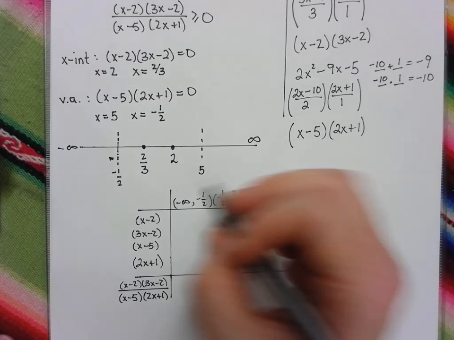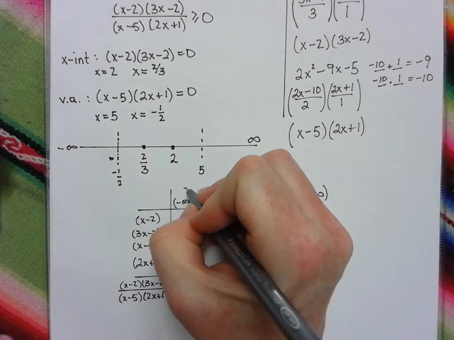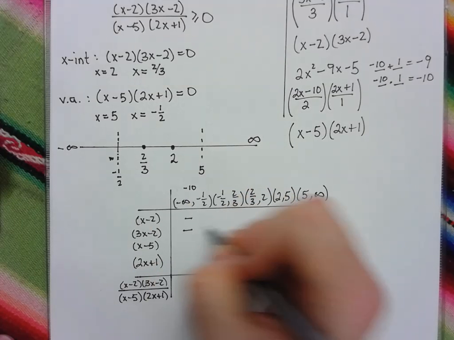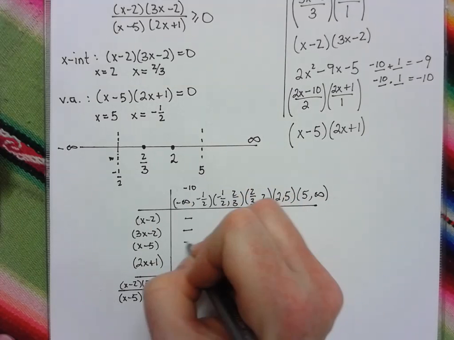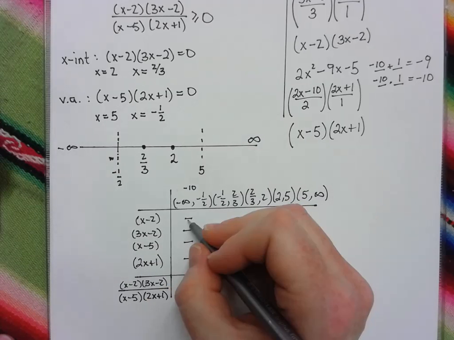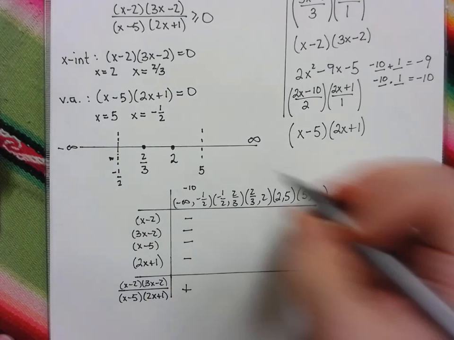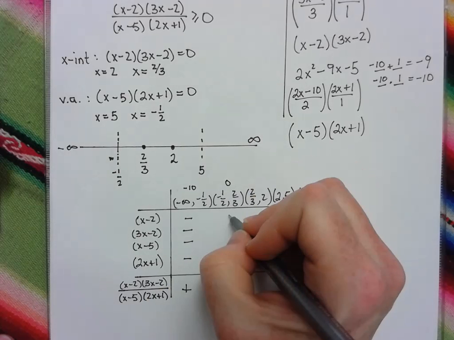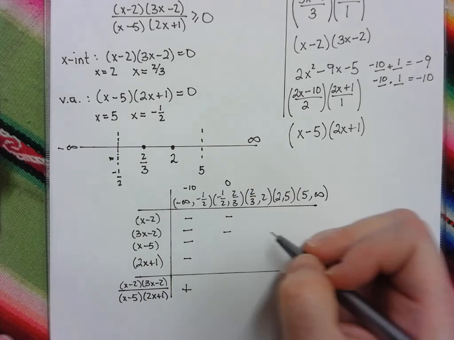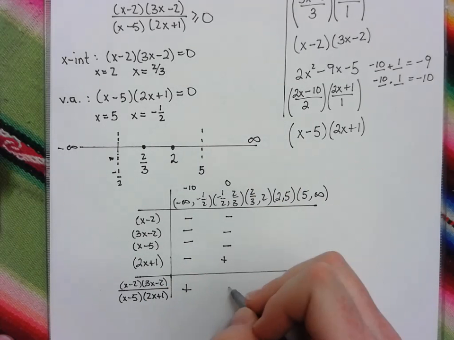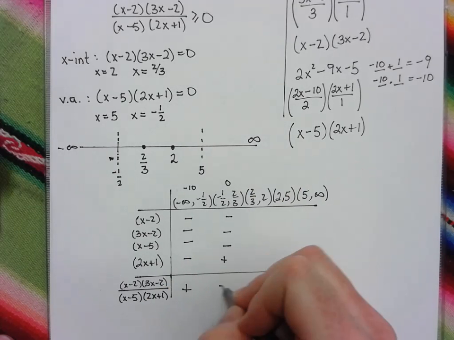Between negative infinity and negative 1/2, I'll pick negative 10. So negative 10 minus 2 is negative 12, negative 32, negative 15, and negative 19. Two negatives make a positive, two negatives make a positive, so I have a positive. Between negative 1/2 and 2/3, I can test 0. So 0 minus 2 is negative 2. Again, negative 2, negative 7, and positive 1. So two negatives make a positive, which times a positive is a positive, then times a negative, so I end up with a negative.